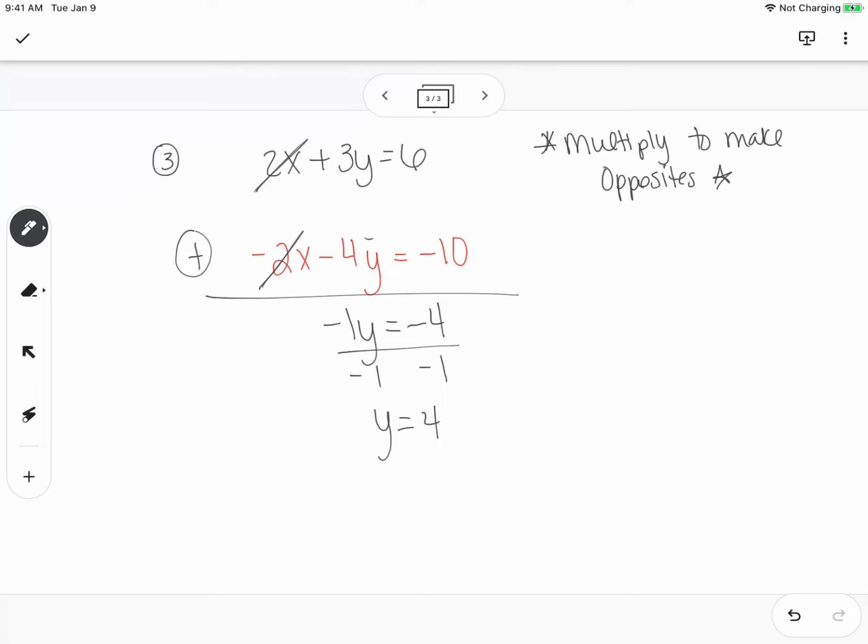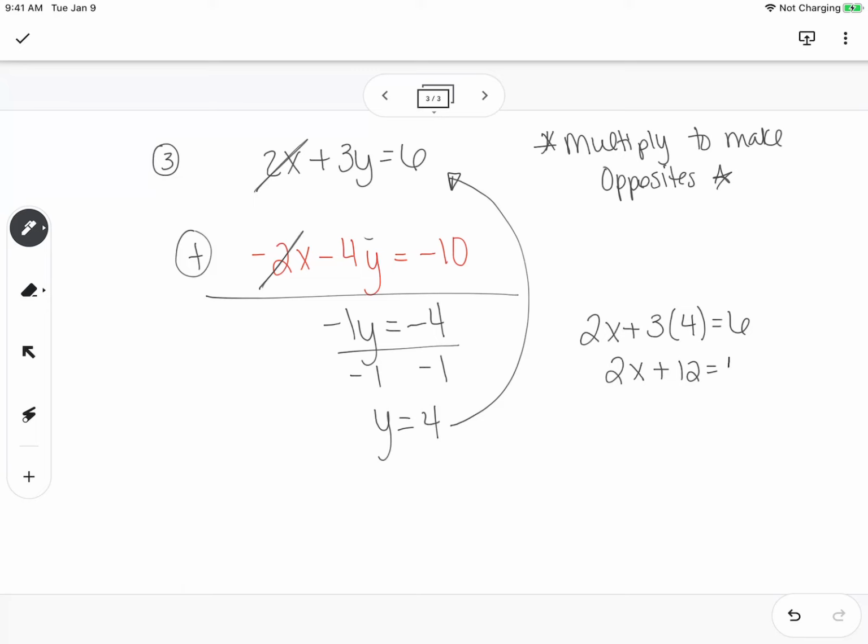Are you done? Nope. I'm going to take this and plug it into my top equation. So that's y equals 4, so I'm going to replace the y with the 4. Make sure you always remember which variable you're plugging into. And also make sure your x's look like x's and your y's look like y's. If your x's and your y's kind of look the same, then you might plug it in for the wrong letter. Neatness counts, I guess.